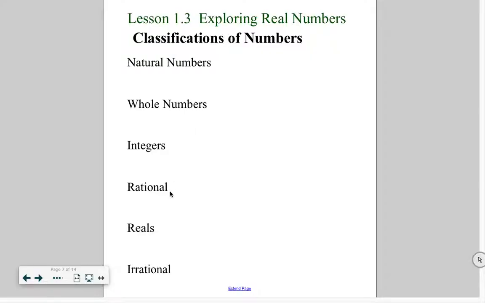So, Chapter 1, Section 3, Classification of Numbers. This starts with your green foldable, please. Green foldable. Luca, green foldable, please.